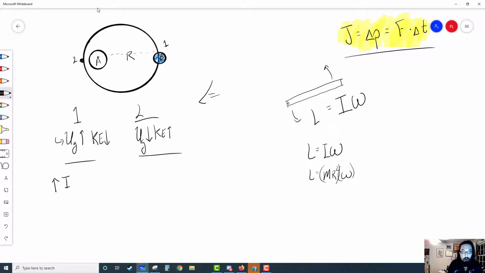Because the R is so big, and because I increased, that means the omega decreased. We discussed that in the previous video, where we talked about the relationship of I and omega. If omega decreases, that means the kinetic energy goes down. And when the moon orbits around and goes to position 2, that's when the I decreases because the radius is small. Therefore, the rotational velocity increases.